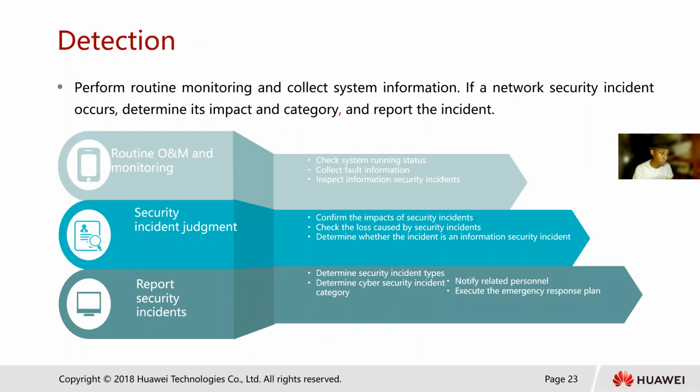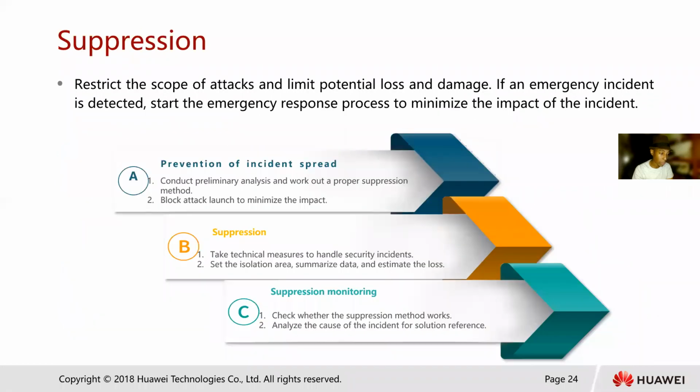When it comes to detection, it's all about routine operation and maintenance, O&M, and monitoring. We have security incident judgment so that you know the impact and the loss, and also to report the incident once you detect it. Then you try to suppress it so that it doesn't go too far. Think of it like when you've seen somebody who has been shot and is bleeding. You'll try to suppress the bleeding first before they go to the hospital. So suppression prevents the incident from spreading, and you also do suppression monitoring.